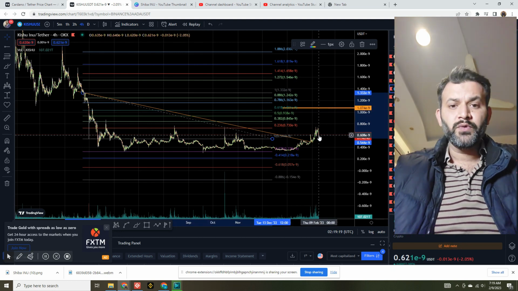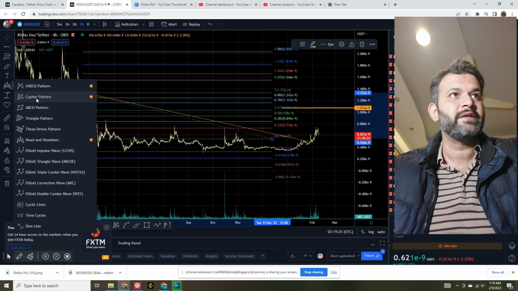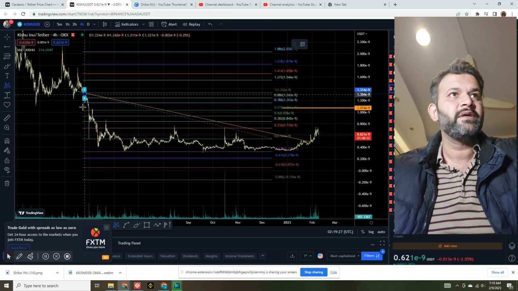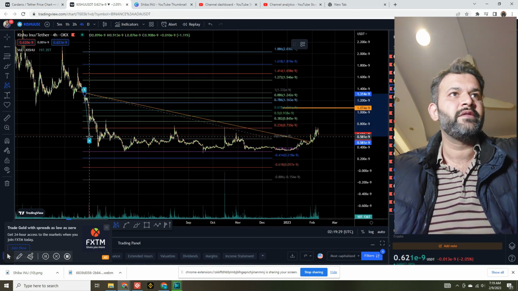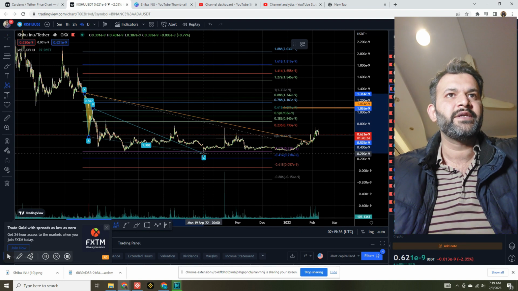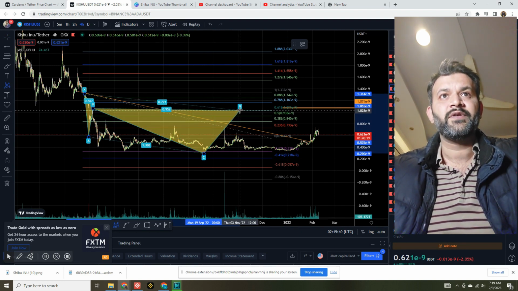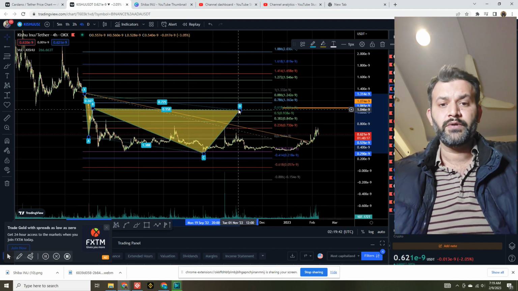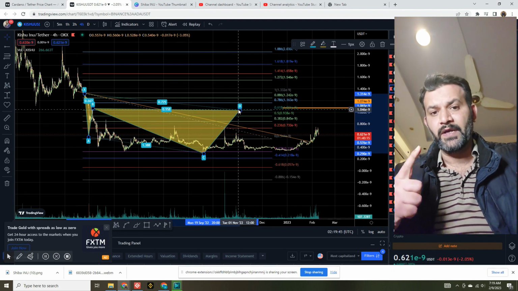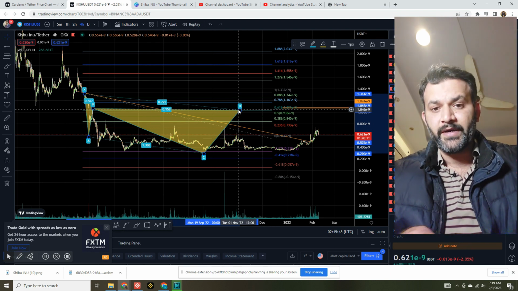Those who are familiar with the cipher pattern, this is actually a cipher pattern. I'm going to show you guys so you better understand it. This is the X to A leg. This is the A to B leg. From A to B, this is the deepest point in the chart, that is on 0.272 in the negative, and the projected target of our cipher pattern, if it touched down to 0.272 in negative, will always be 0.618 of the retracement that we took.